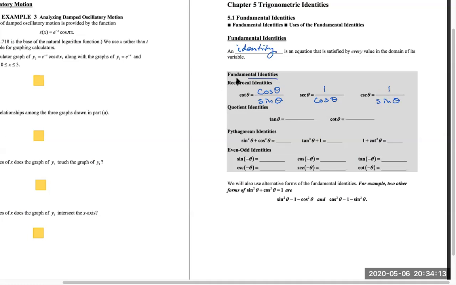So these are called reciprocal identities. This particular one is the reciprocal of tangent theta, the reciprocal of cosine theta, and the reciprocal of sine theta. Now the quotient identities are next. For the quotient identities, tangent theta is sine theta over cosine theta. And then cotangent theta is cosine theta over sine theta.